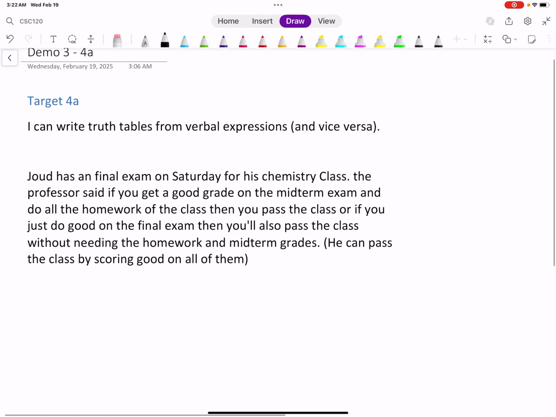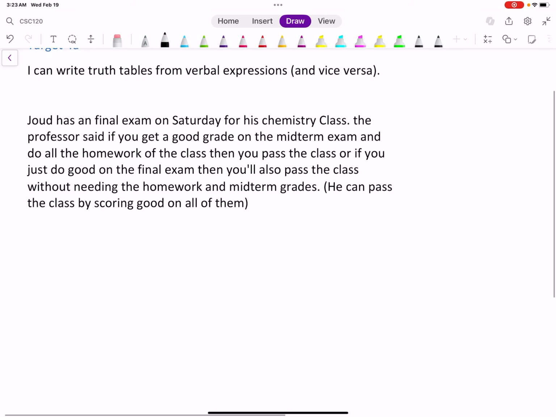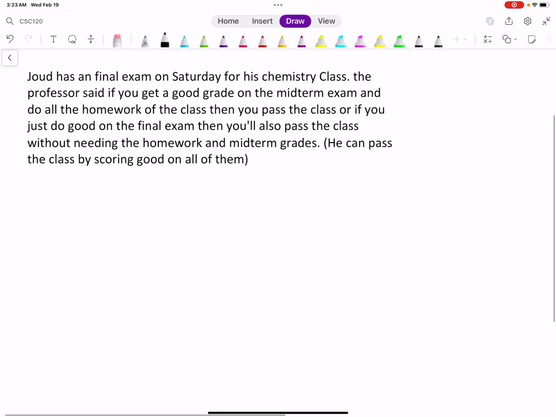Hello, I'll be demonstrating demo 3, target 4A, where I'll write the truth tables from this verbal expression. The problem we have here: Jude has a final exam on Saturday for his chemistry class.